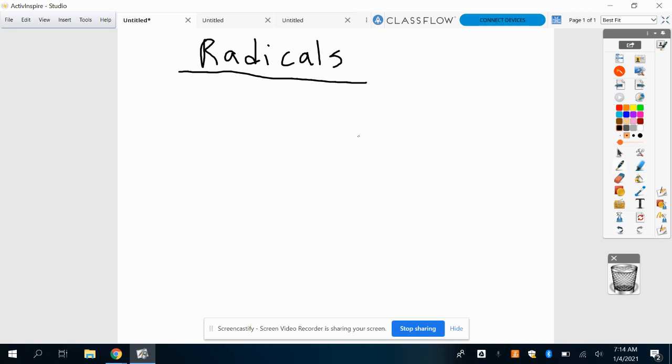Okay, guys, so today's lesson is over what we call radicals. The radicals that you are used to are specifically square roots. So, for example, let's say we have something like x squared. Squared is an exponent, right? Well, you can cancel out that x squared by using what we call the square root. And the square root is specifically a radical, right? Radicals are anything like square roots.